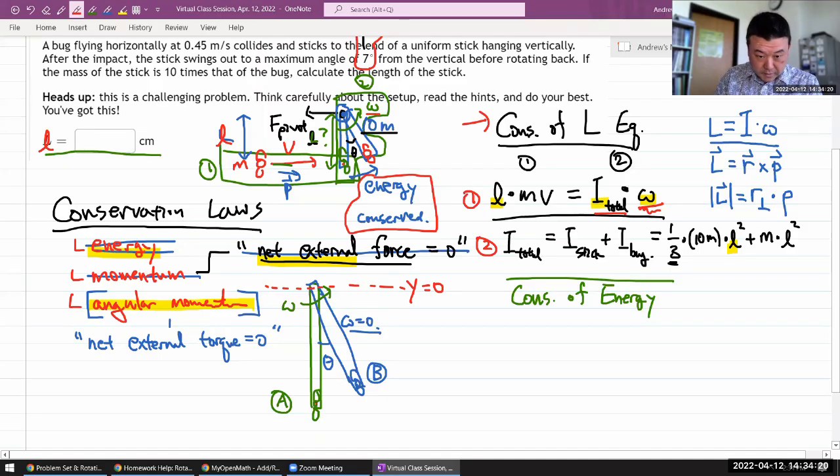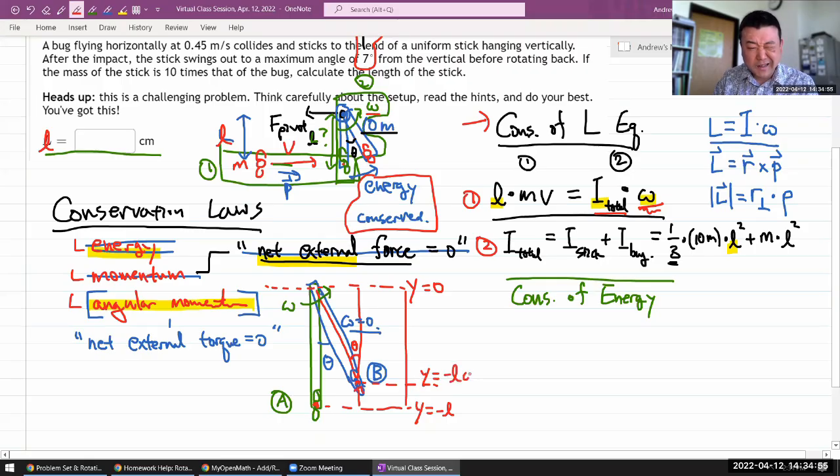So I can see where the bug starts and where the bug ends up. The bug starts out from a height of y is equal to minus L, and it's going to move up some distance, and this is where you have to start drawing triangles. Okay, this theta here is this theta here. So this side here will be cosine theta times this hypotenuse L. So at this height, my y will be minus L cosine theta. So okay, that tracks the bug, and I can handle that.